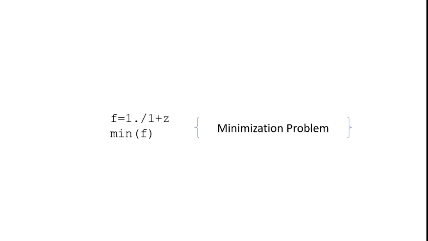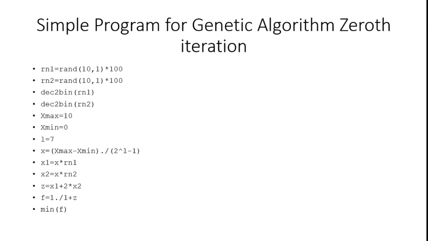Based on that, I find the minimum fitness function from the 10 population members with the command minimum of f. Based on this command, I find the minimum population available within the overall population size or mating pool. This is the program for operating the genetic algorithm zeroth iteration with the aid of Matlab software.